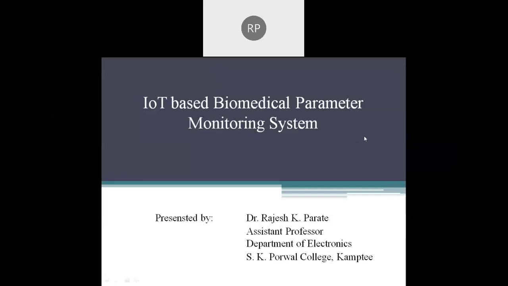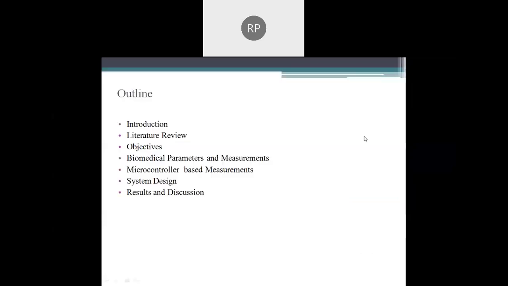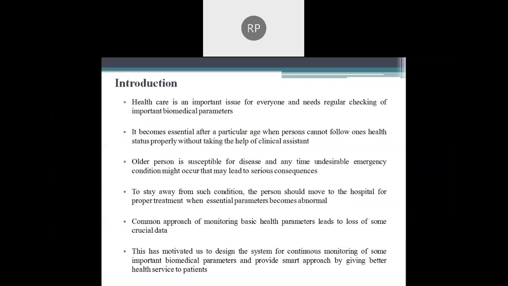Good afternoon to everyone. I am Dr. Rajesh Parate, presenting a seminar on the topic of IoT-based biomedical parameter monitoring system. The outline of my work is: introduction, literature review, objectives, biomedical parameters and measurements, microcontroller-based measurement, system design, and finally result and discussion.